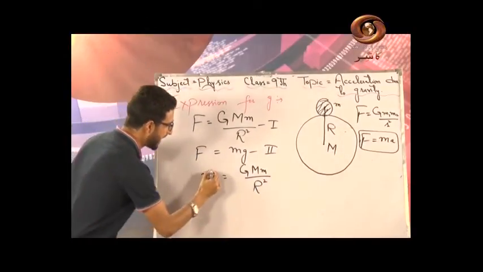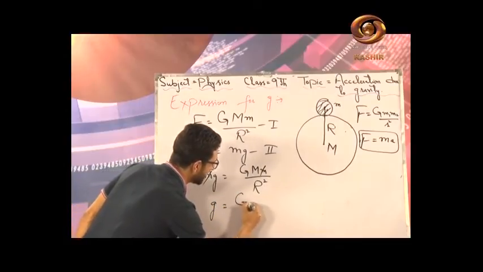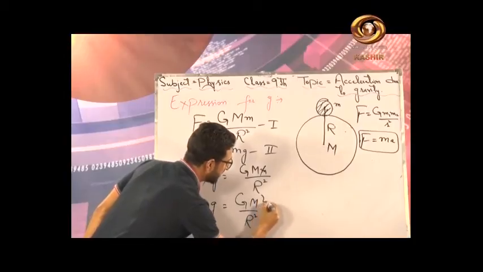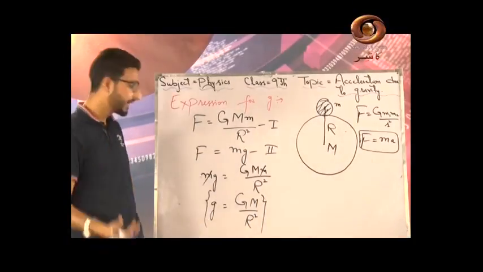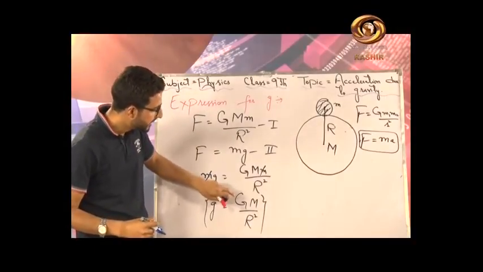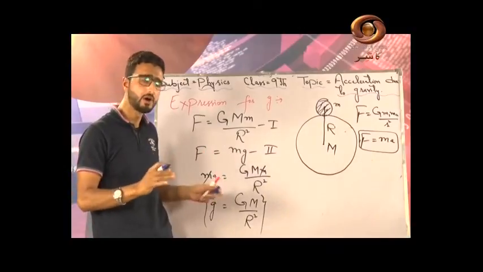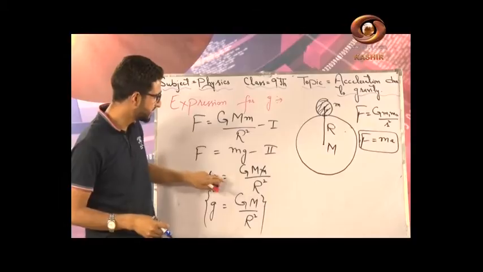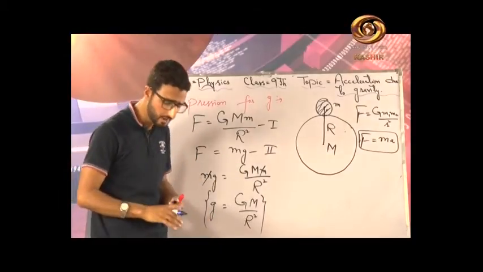So m and m cancel here. So small g is equal to GM divided by r square. This is the expression for acceleration due to gravity, right? You are following the steps or not? Simple. You have to combine the first and second. Simply you will get small g is equal to GM divided by r square.